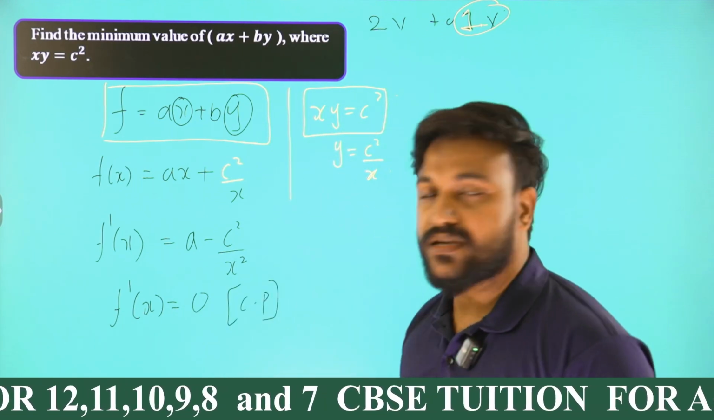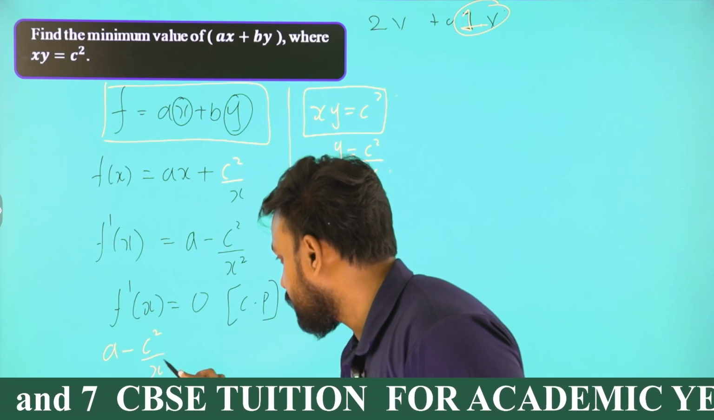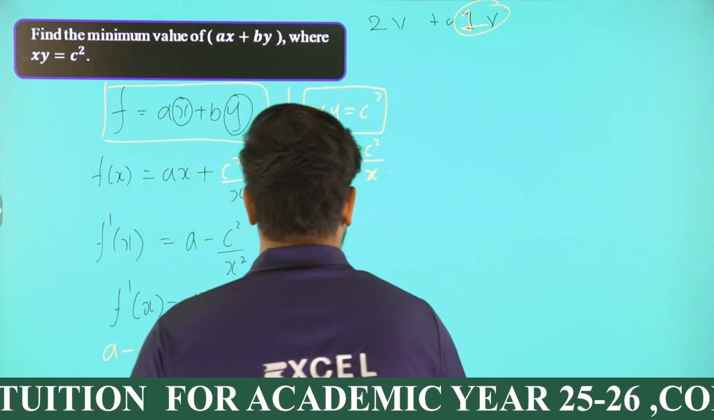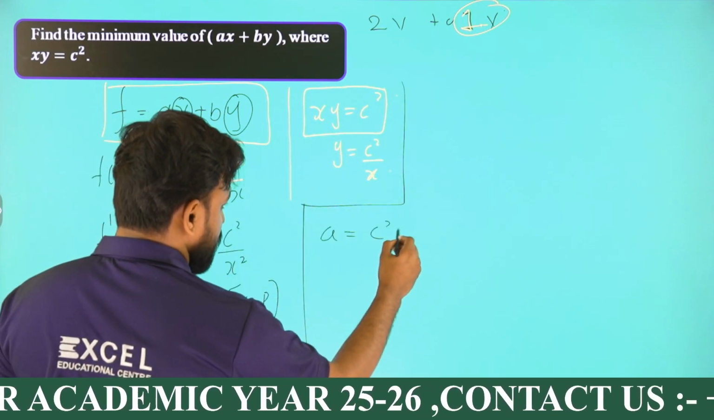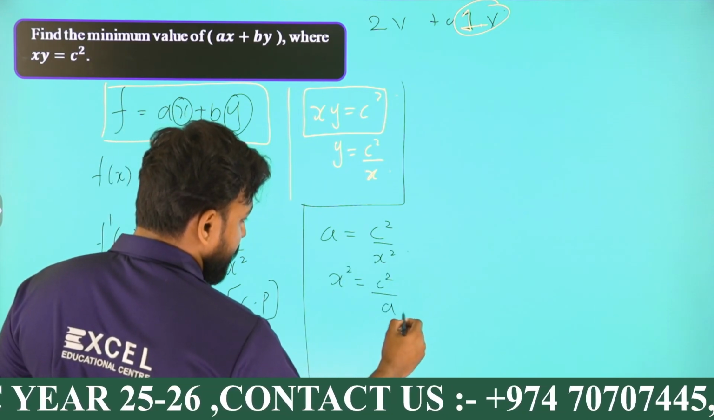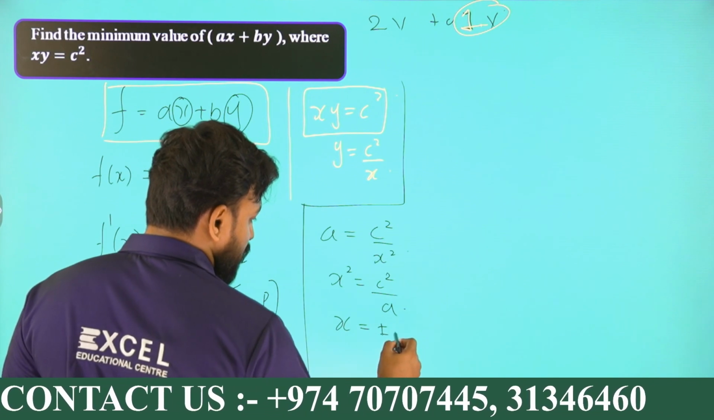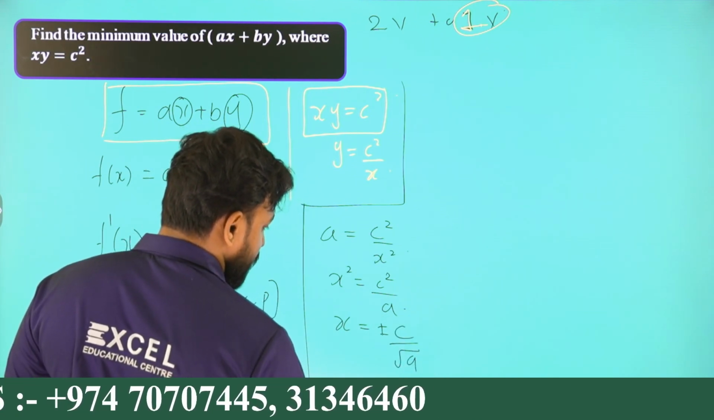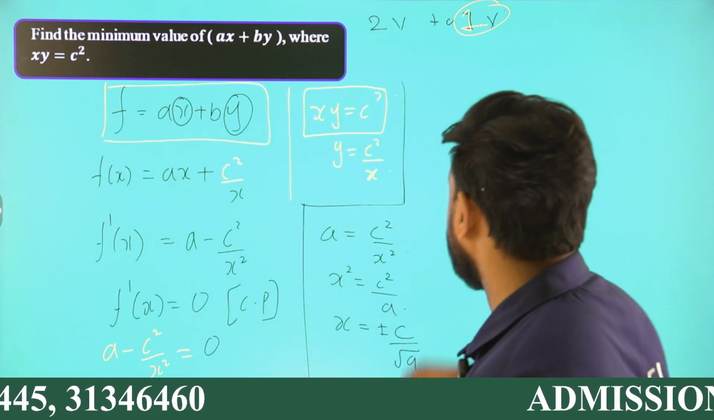This is where you are getting the critical point. What is your f dash of x? It's a minus c square by x square is equal to 0. So you will get a is equal to c square by x square. So x square is equal to c square by a. So x is equal to plus or minus c by root a. You have two critical points.